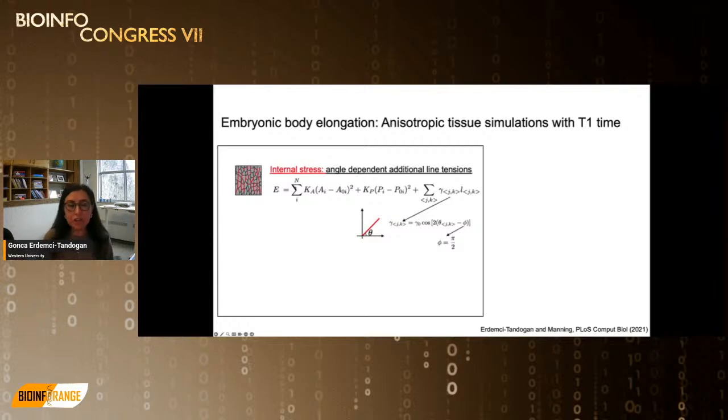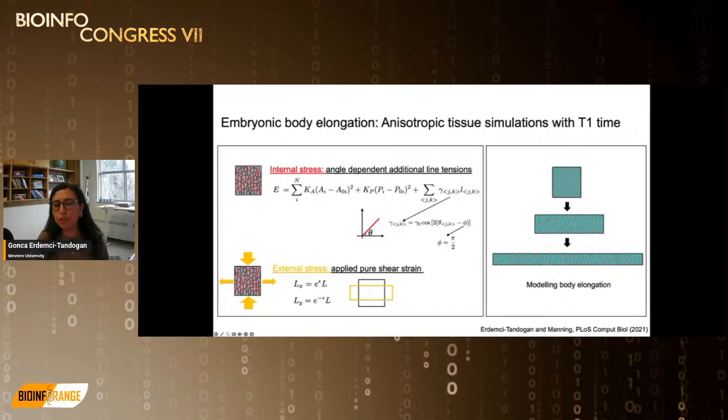This is the energy of the total tissue again. And as I introduced in the beginning of my talk, the first two terms are exactly identical. It is the area spring term and the perimeter spring term. Here we introduce one more term to these simulations to create these cables in the tissue, just introducing an additional line tension based on the angles of the cell edges. And in the second case, we apply a pure shear strain. We shear the simulation box, and this causes the box to be sheared and extend over time. And this is how our simulations look in this case.